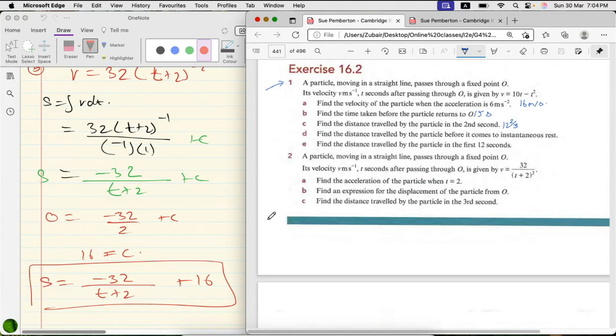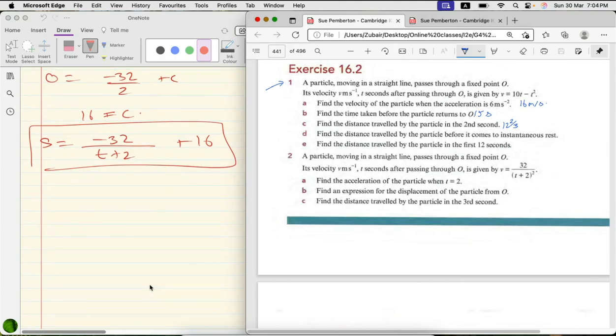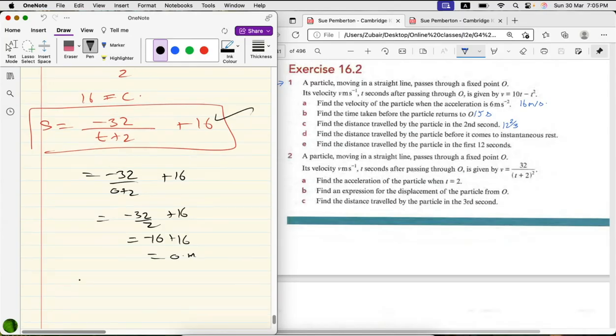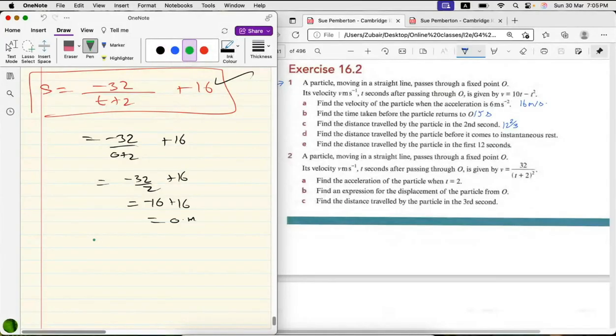Time 0. If I am just checking, maybe it's a typing error. We should get 0 displacement at time 0. So this is minus 32 by 2 plus 16. Minus 16 plus 16 is 0. This is correct. Final expression done. Then it says find the distance traveled by the particle in the third second.